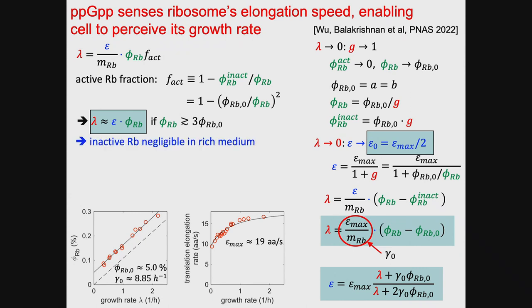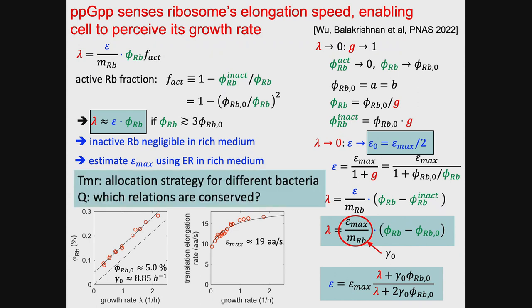Right, so inactive ribosome is negligible in rich medium, and this will be important when we talk about the things tomorrow, because we're surveying many other species, and we cannot afford to do this kind of measurement in every case. And we can estimate the maximum elongation rate just using the elongation rate in rich medium. Okay? So, as I said, tomorrow we'll be talking about this in the context of other bacteria.